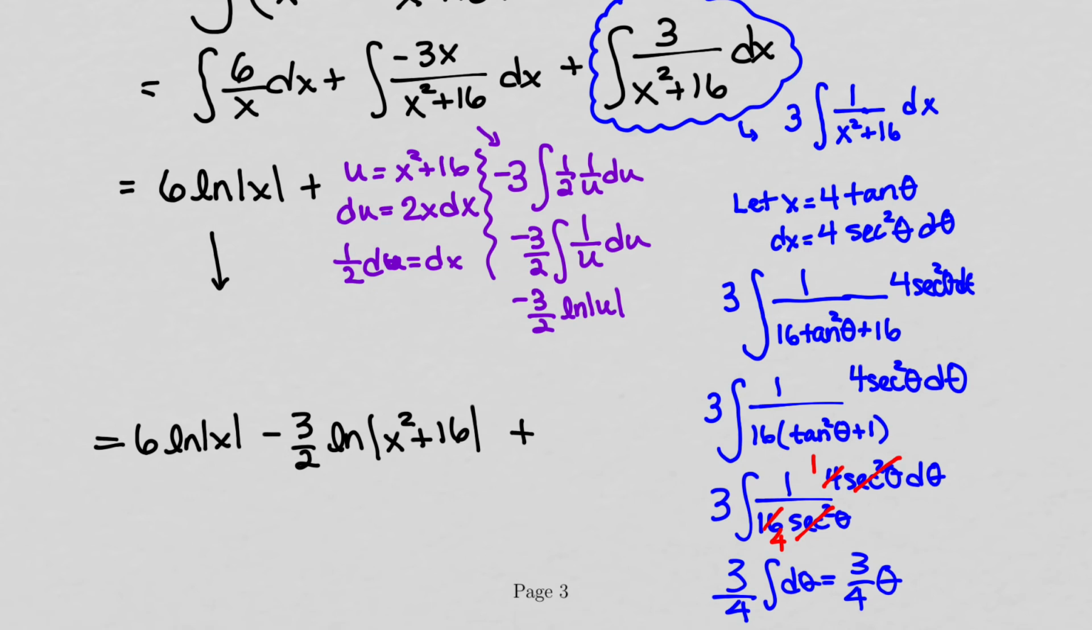So let me see how we're doing so far, guys. How are we doing? So the first one, easy peasy, right? That's a natural log. Pull out the 6, and that's 1 over x, and the antiderivative of 1 over x is natural log. The second guy, we split it up, and that gives us a u substitution problem. We let u be x squared plus 16. The derivative is a 2x, and so we have that factor of 1/2. So that gives us negative 3/2 natural log of the denominator. Okay? So far, so good. So far, we got 2 pieces down.